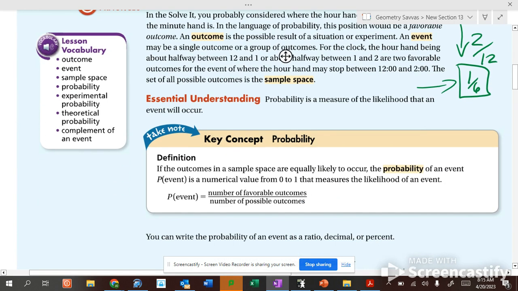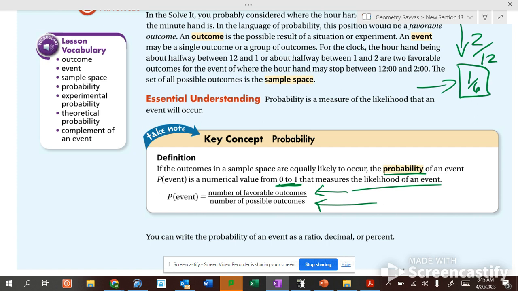Okay, probability. Probability is a numerical value between 0 and 1. It can't be bigger than 1, can't be less than 0. That measures the likelihood of an event. And you take the number of favorable outcomes over the total number of outcomes. If we would be talking about odds, it would be favorable to unfavorable.